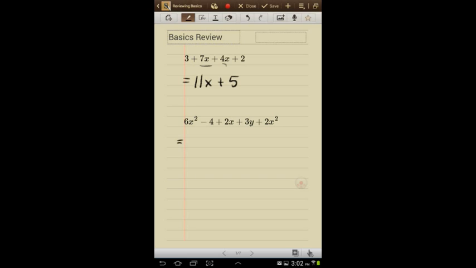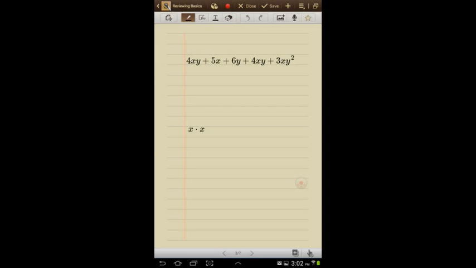The next one. We have some x squared terms. 6 plus 2 is 8 x squared. We have a term with an x. A term with a y. A term that doesn't have anything. 8x squared plus 2x plus 3y minus 4. You cannot add the x and the y together. Those are different things. You cannot add the x squared and the x together. Different things because of that exponent.